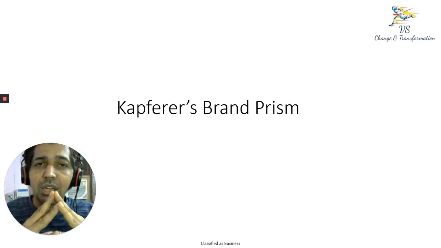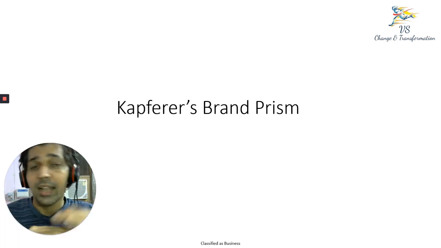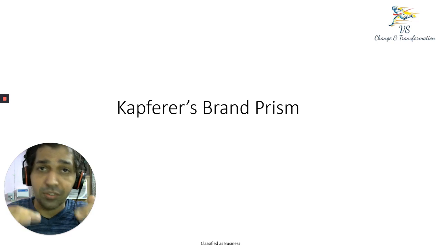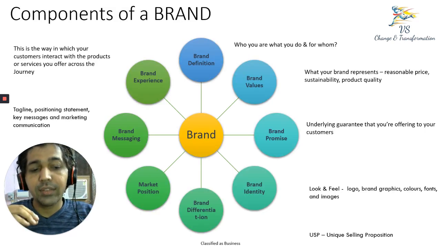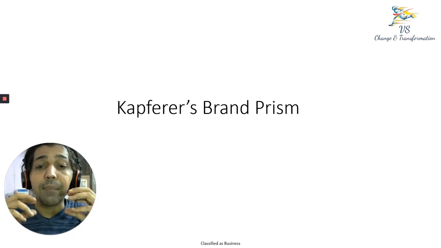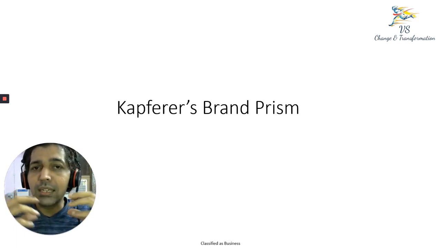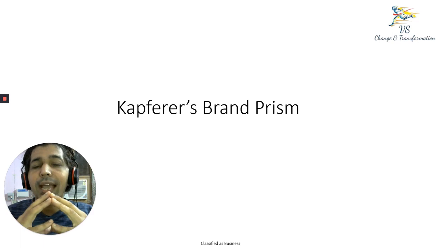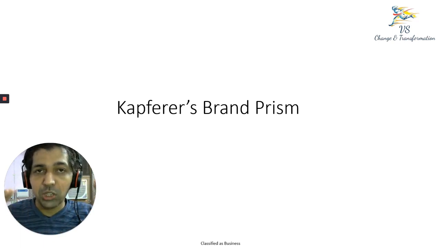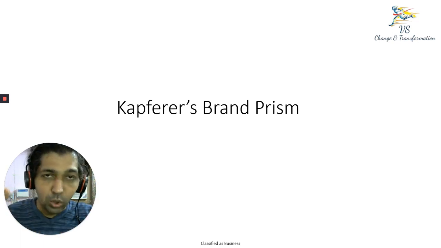So, in the last couple of videos, we've spoken about what is a brand, and then we spoke about what are the 8 elements of a brand. What we're going to do today is look at what is the Kapferer's Brand Prism. This is a very critical element which actually puts into perspective all these things which we've been looking at till now.